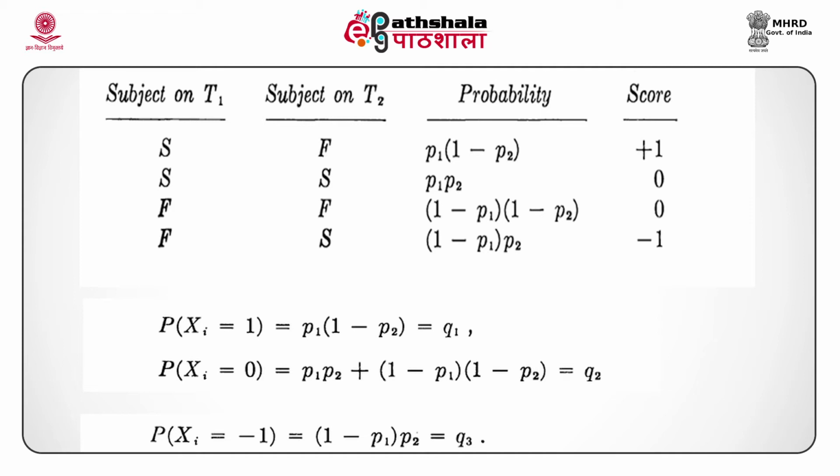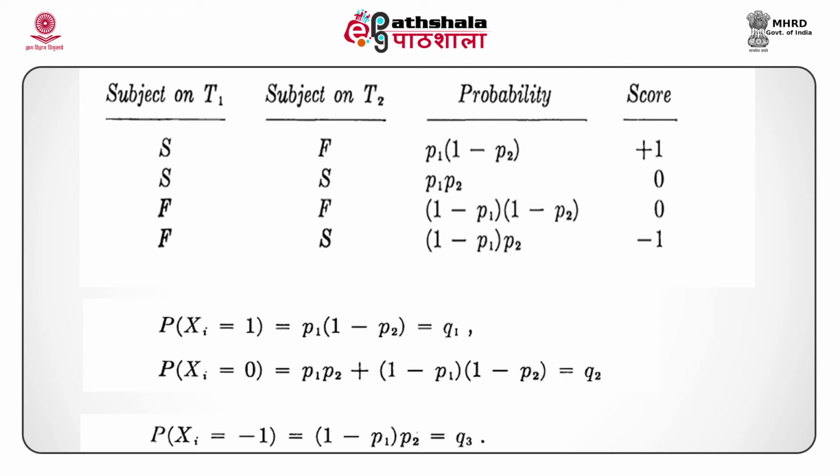So in the first case, we have the first subject on T1 observing a success, the second on T2 observing a failure, and we know that the probability of this event is P1 into 1 minus P2. Similarly, the probability of 2 successes is given by P1 P2. The probability of 2 failures is given by 1 minus P1 into 1 minus P2, and the probability of failure on T1 and success on T2 is given by 1 minus P1 into P2.